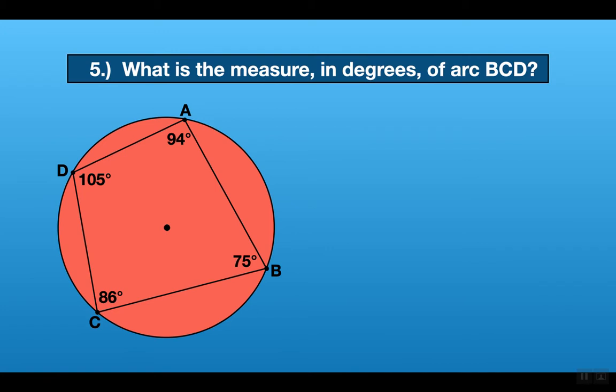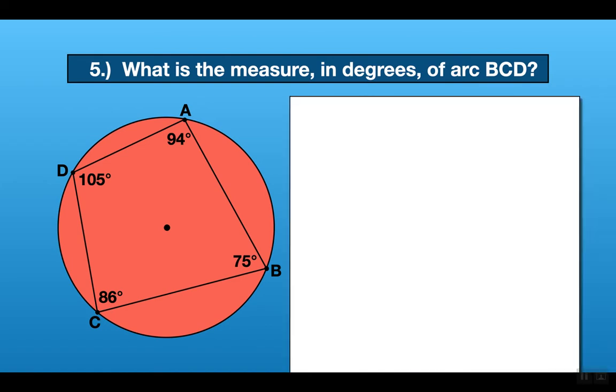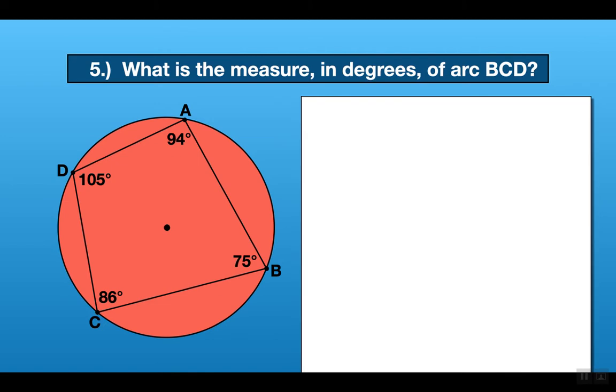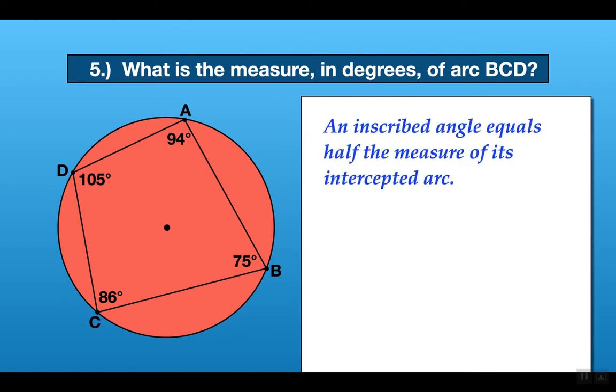Question 5. What is the measure in degrees of arc BCD? This is related to the first two questions that we did. So we're looking for the measure in degrees of arc BCD. Remember that an inscribed angle, that's an angle whose vertex is on the circle, equals half the measure of its intercepted arc. So we're looking for the measure of arc BCD.